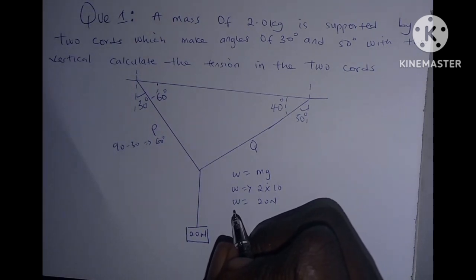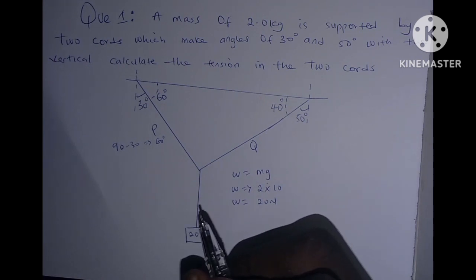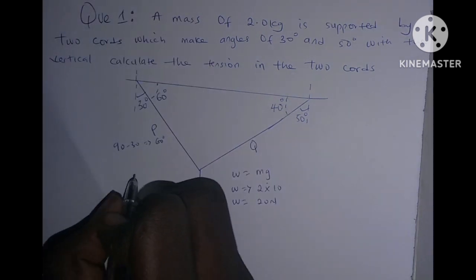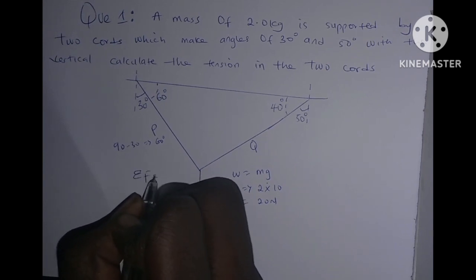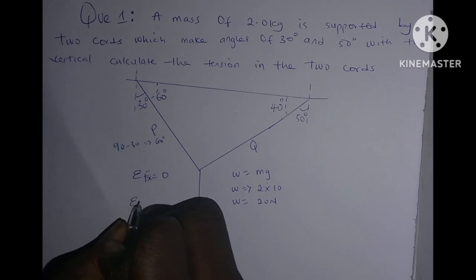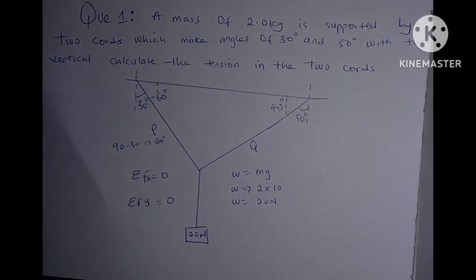Now before we can calculate, we should know that in equilibrium, the sum of force on the horizontal axis is 0. So please take note. Summation of force on the horizontal axis, which is x-axis, is 0. And summation of force on the y-axis is also 0. So working with this, we'll get our answer. So please, we move down to the solution carefully.